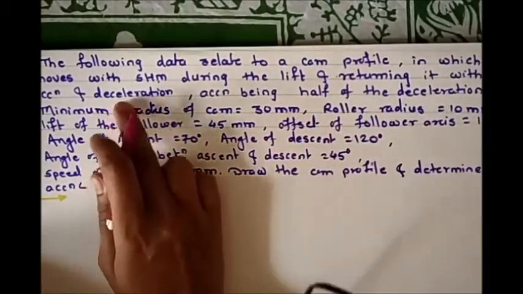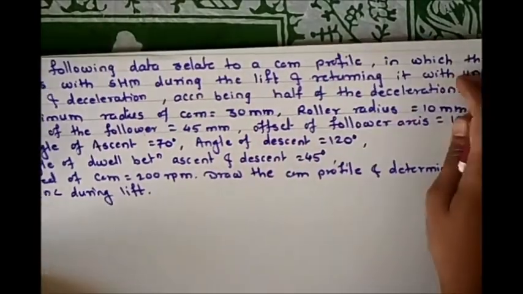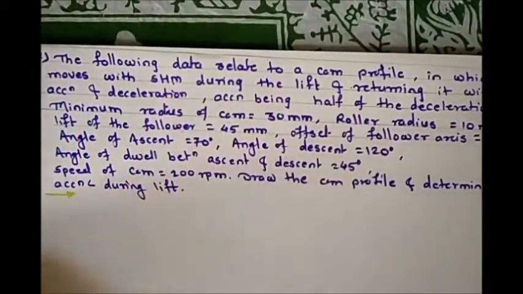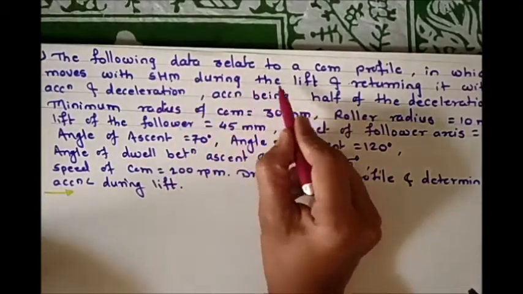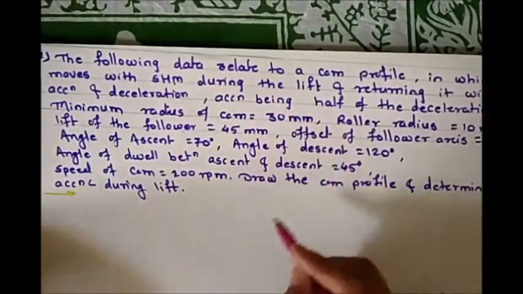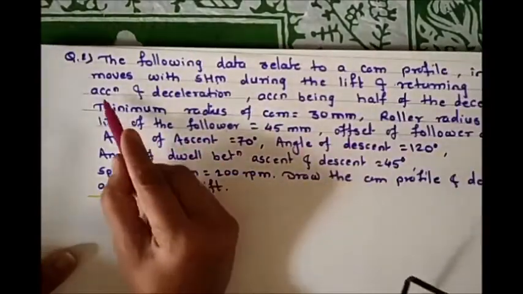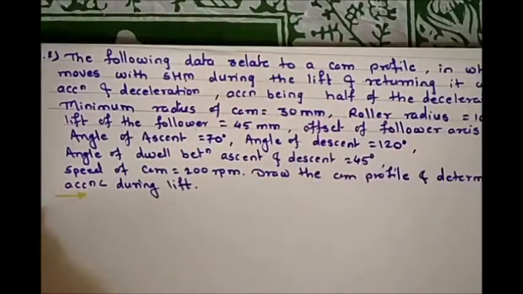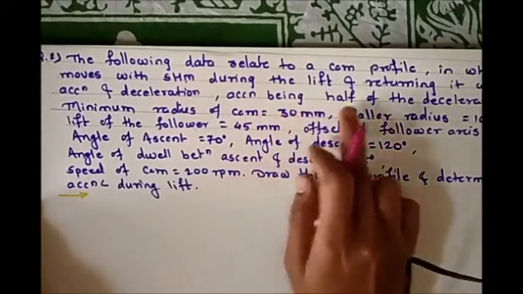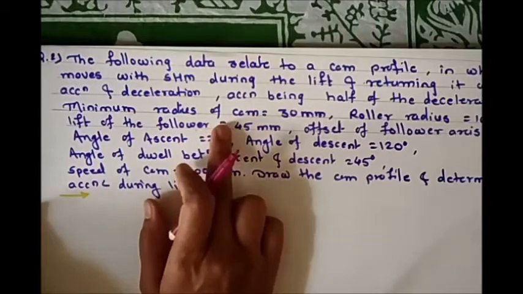So let's start from the statement. The following data relate to a cam profile in which the follower moves with SHM during the lift of the follower, and returns with uniform acceleration and deceleration, acceleration being half of the deceleration. Then the minimum radius of the cam is given.